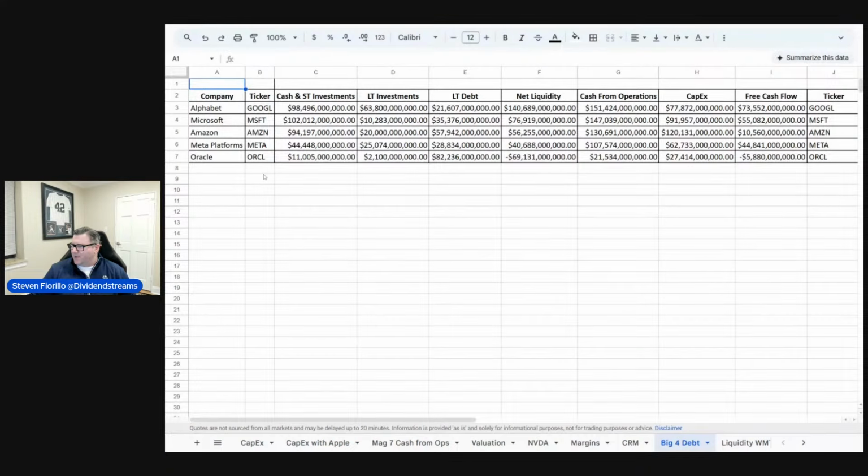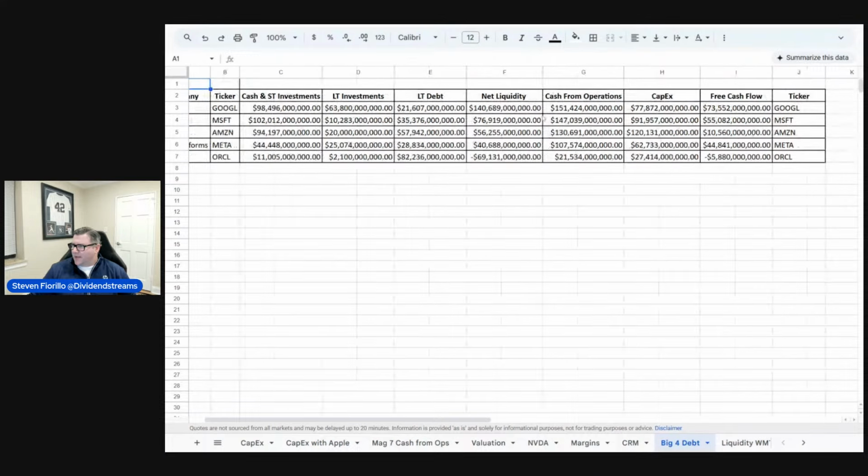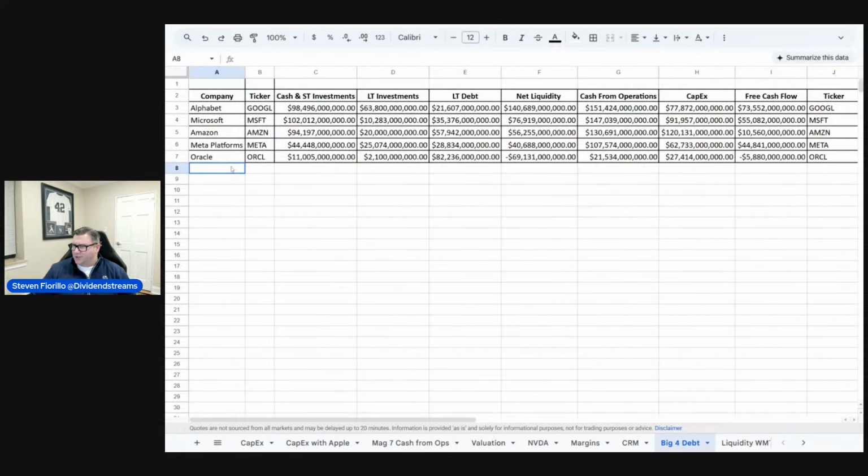So let's put them in here with the net liquidity, and let's look at the positions. Oh, I got Oracle in there. When the hell did I do that? I don't even remember putting Oracle in here, everyone. But look at this net liquidity position. I mean, negative $69 billion. Negative $69 billion when you zero out cash and short-term investments, long-term investments from long-term debt. Do you see a net liquidity position in negative from the other four?